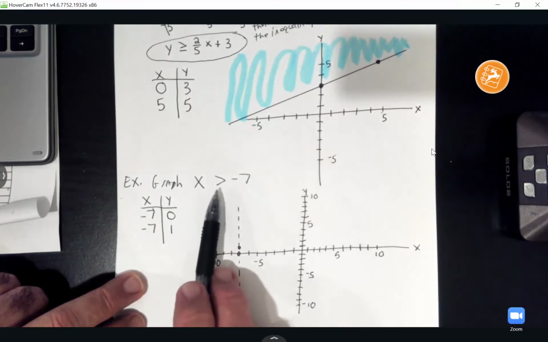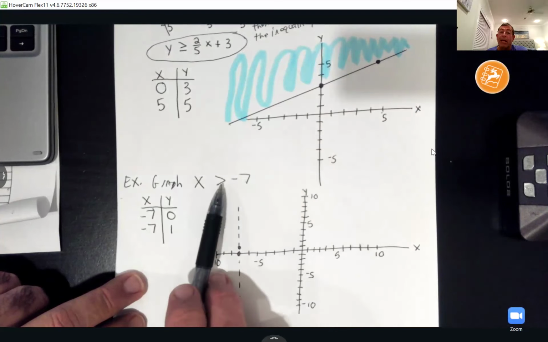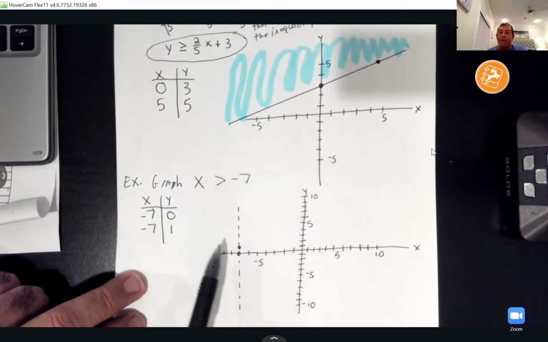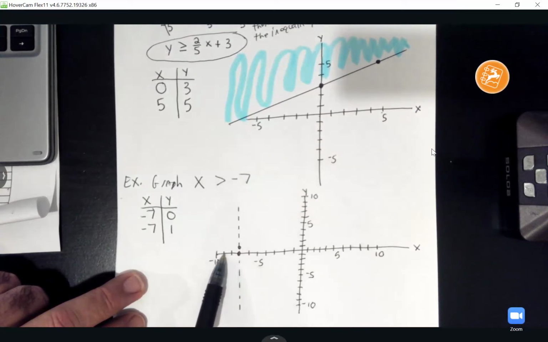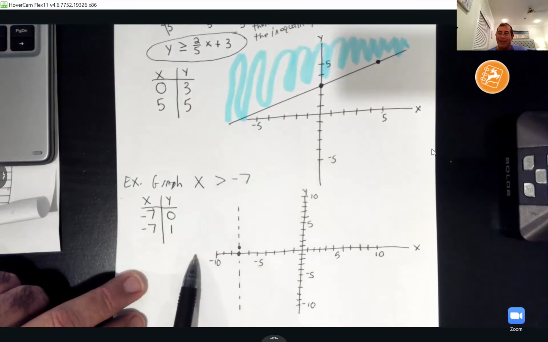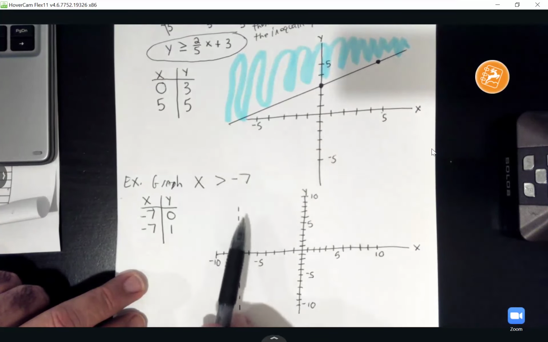Yeah, I would do the left. Is that right? Well, because remember, you got to be greater than negative 7. Okay. So the more I go left, I'm getting smaller. So the right. Till the right.